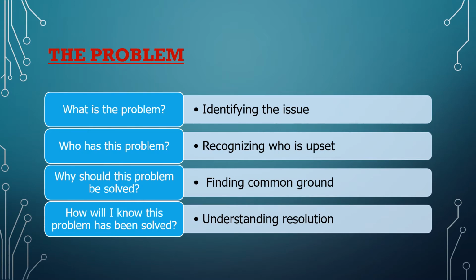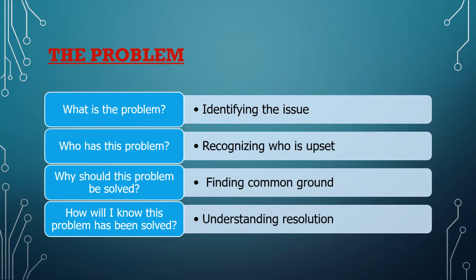Usually, when we face conflict, the problem gets lost in translation. So the first step in resolving conflict is identifying the issue. What is the problem? The next step is recognizing who is upset. Who has the problem? Do you have the problem, or does the person that you are opposing have the problem? The next question to ask is, why should this problem be solved? What is the common ground?